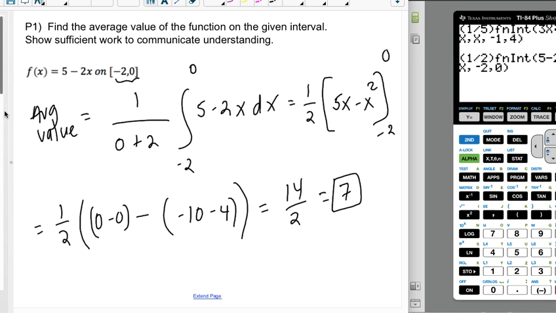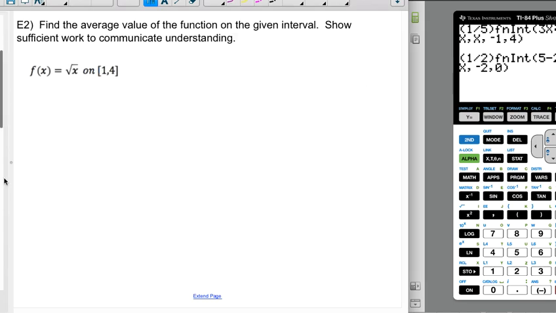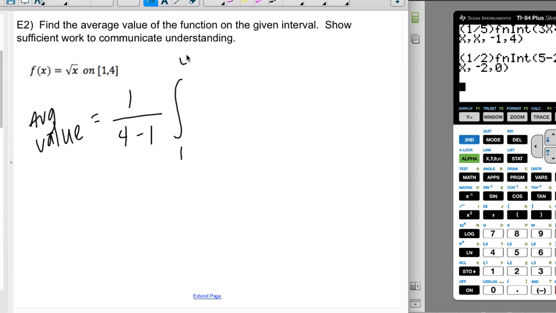All right, moving on. And we will see some where we have to use a calculator. So it's worth knowing how to do it in a calculator for when we have to. So find the average value of the function on the interval, show sufficient work to communicate understanding. So my average value, and again, the first thing you want to do is just straight up put out this formula, right? So 1 over b minus a, the integral from a to b of the function, right?